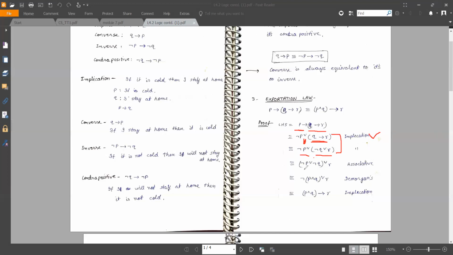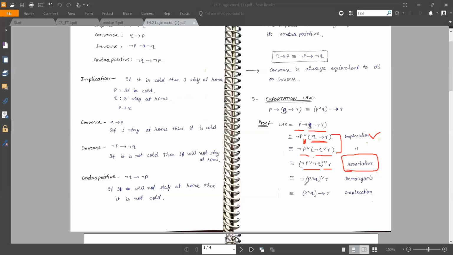So let us combine negation of P, or let us put together negation of P and negation of Q. Let us put this in a bracket: negation of P, disjunction negation of Q, and this is combined with another disjunction and the leftover variable, that is R. We also know that this is an associative property that we have already covered in the previous video.